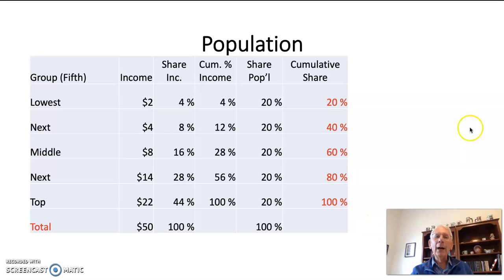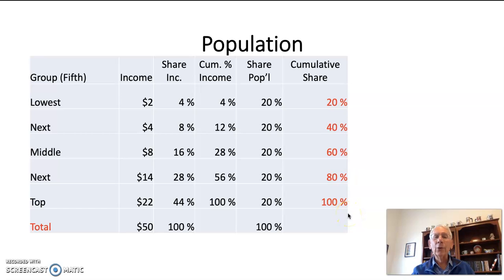Okay, the bottom group has 20% of the population, the next group 40%, the group after 60%. In other words, the bottom 3 groups in terms of income, the 3/5 of the population with the bottom income, has 60% of the population. The bottom 4 groups 80%, and everybody has 100%.